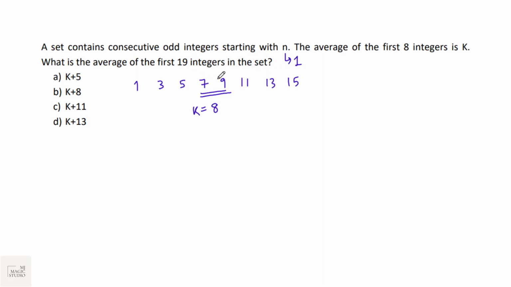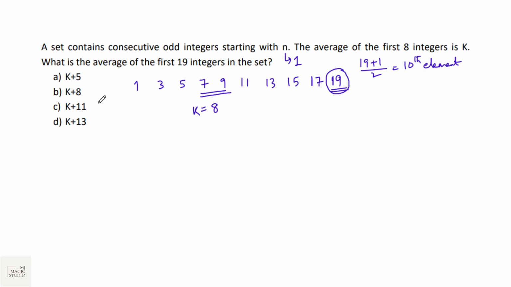Clear? So average of first 19 integers in the set would be the 19 plus 1 by 2, that is the 10th element of the set. 1, 2, 3, 4, 5, 6, 7, 8 elements already we have. 9th is 17. And then we have 19. This is the 10th element. That means our answer is 19.